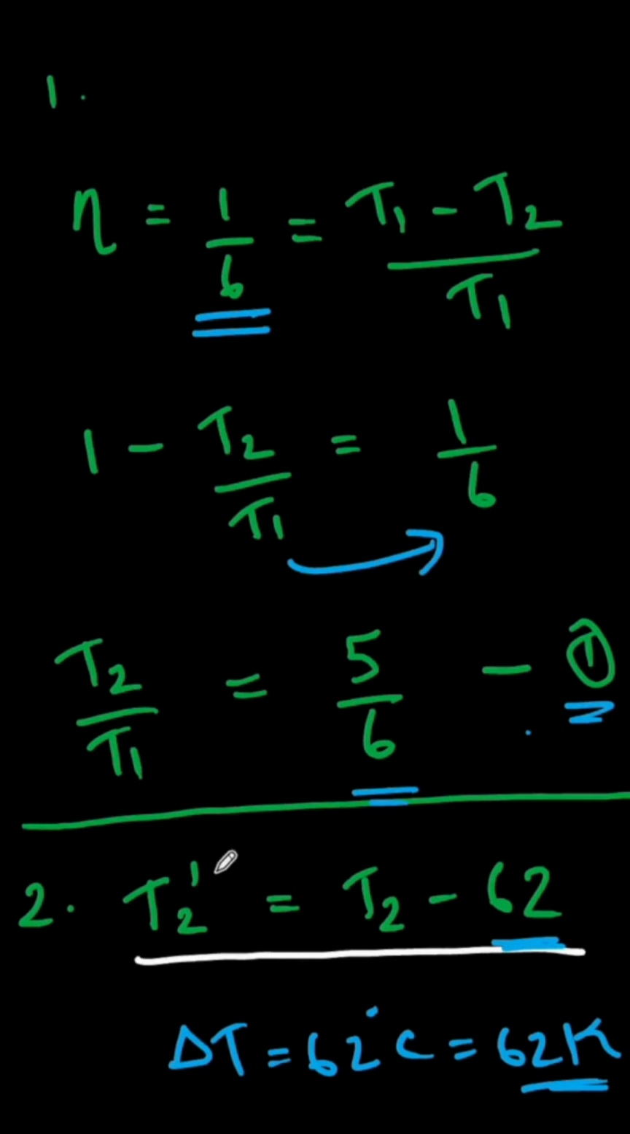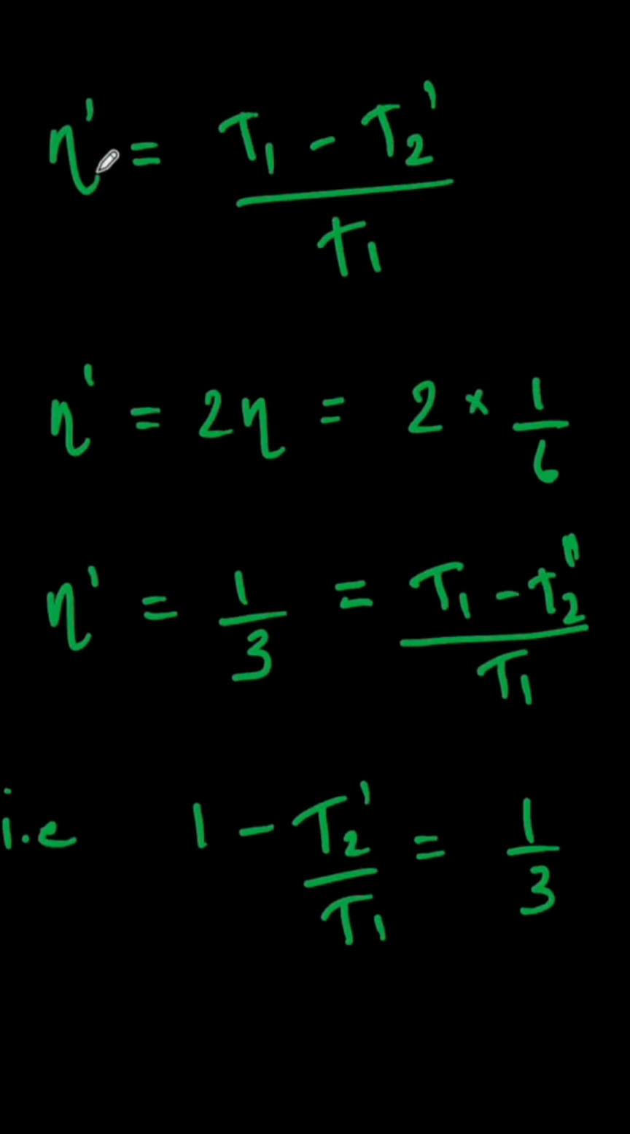The new sink temperature is 62 degrees lesser than the previous sink temperature. So T2 dash, the new sink temperature, is the original sink temperature minus 62. A difference of 62 degrees Celsius and Kelvin are the same. Then we know the new efficiency eta dash is equal to the source temperature, which doesn't change, minus the new sink temperature T2 dash, divided by T1.